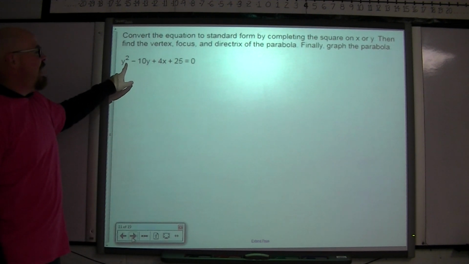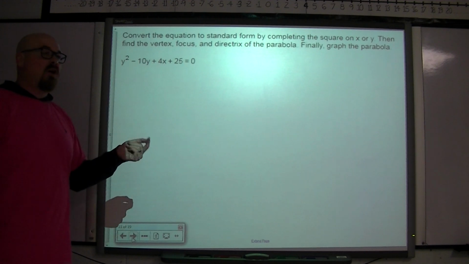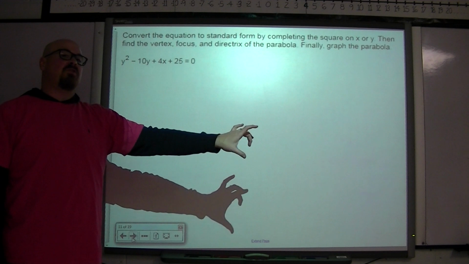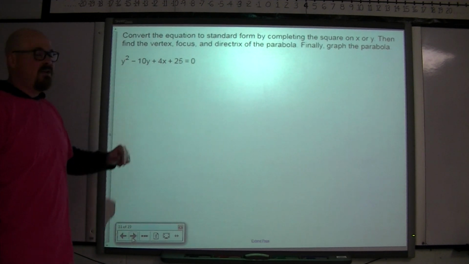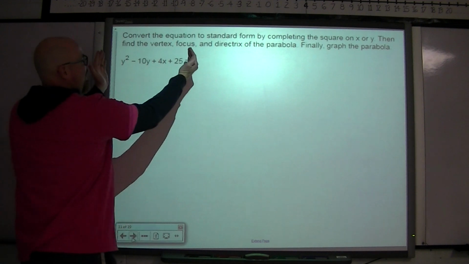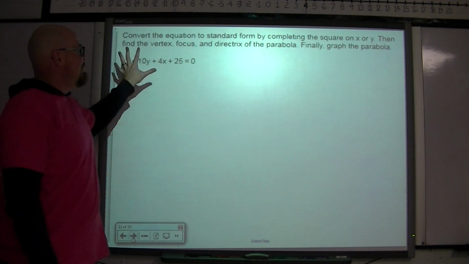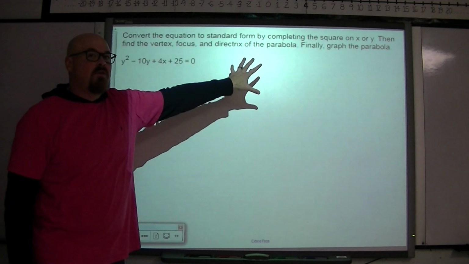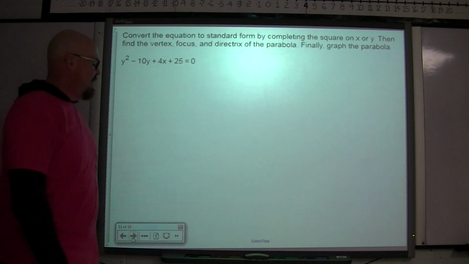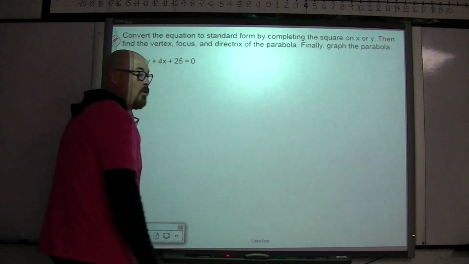In this problem, we have y squared. So again, what do we know right away? We know, first of all, this is a parabola. We know that it's going to open to the left or to the right because y is the squared variable. The difference with this problem is everything's on one side. There isn't x and some number over here and y squared all by itself. There's another y term. And they're telling you exactly how to approach this problem.